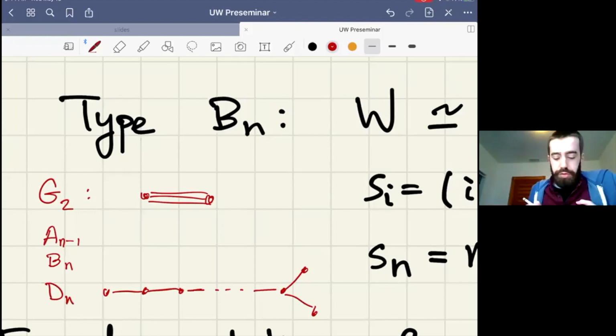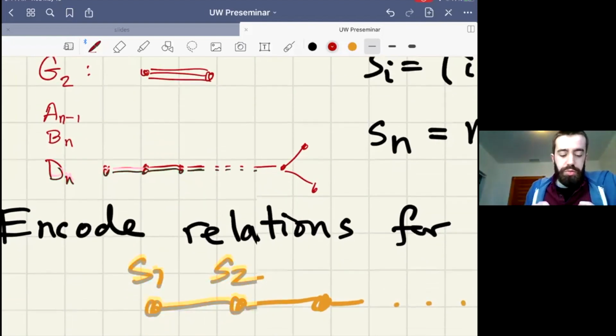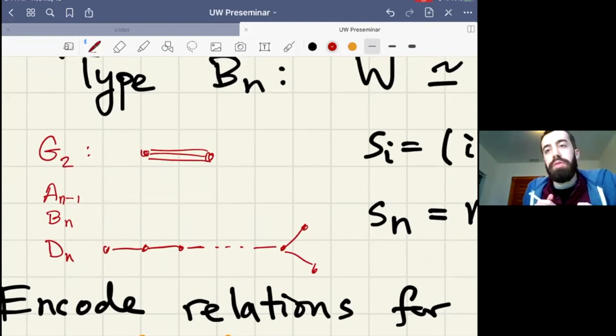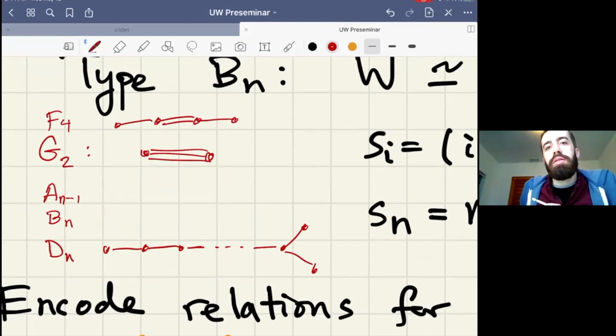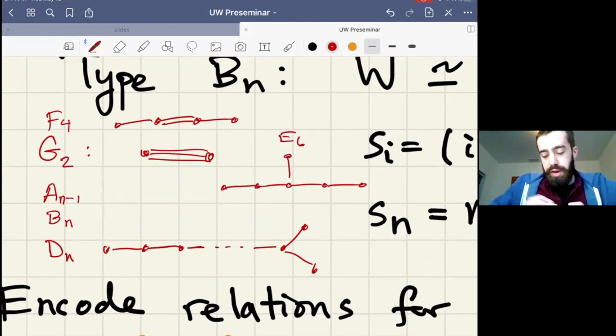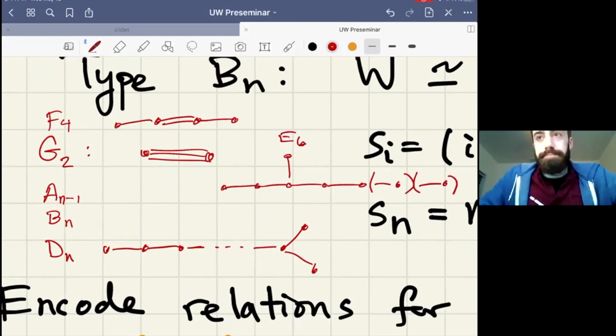And then there are a few more what are called exceptional ones. So there are these 3 infinite families of Weyl groups. Then there's also this G2 here. There's something called F4, which looks like this. And then there's a family E6, 7, and 8, which, so for example, E6 looks like this, and E7 and 8 just append extra things on here. Okay, so now you know what all the finite Weyl groups are.